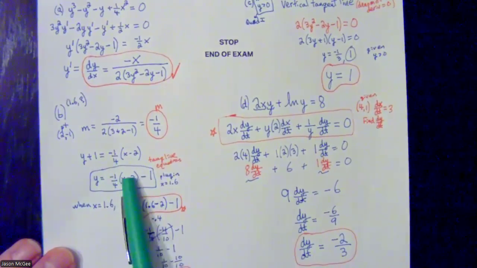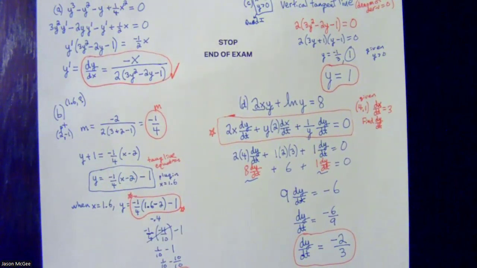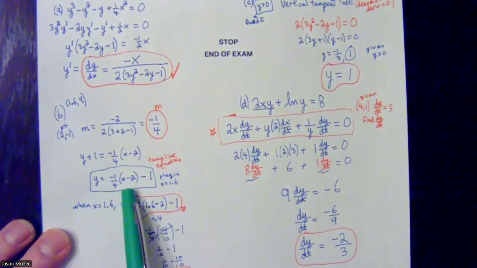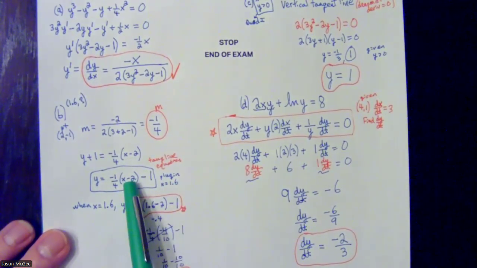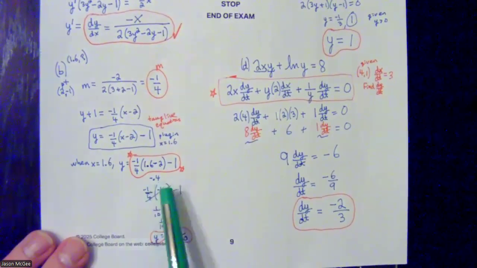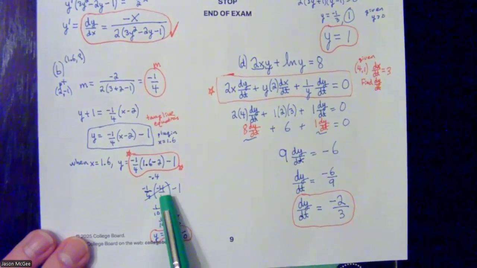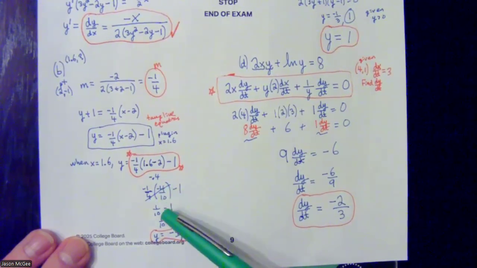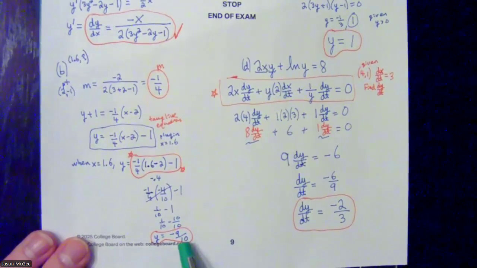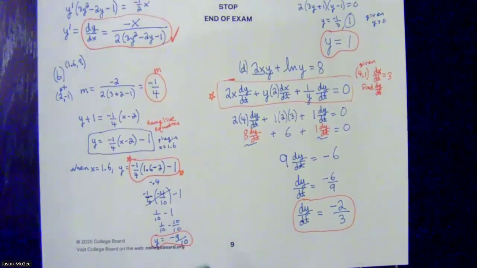Do your point slope form. You got the equation of the tangent line. Usually if I'm plugging something in right there, I'll get the y by itself. So I move that 1 over. There's the equation of my tangent line. And we're just going to plug in that 1.6. So I did the arithmetic right there. I said that was -0.4, which is like 4/10, -4/10. So then those canceled out right there. And then I just did 1/10 minus 10 over 10 to get -9/10. So that's the exact answer right there.